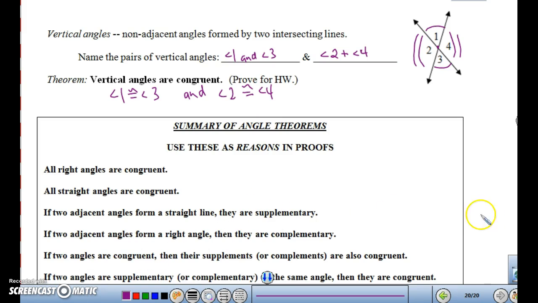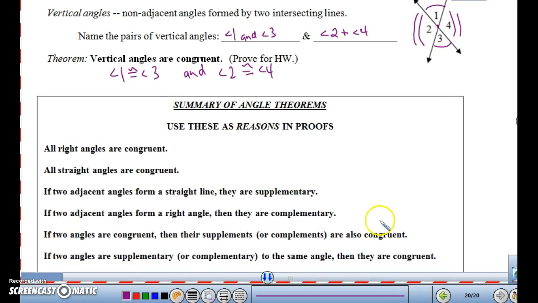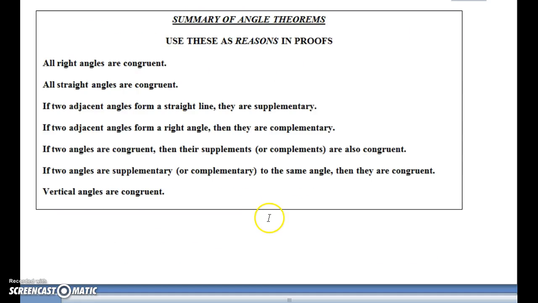So, to summarize, here is the summary of the angle theorems that you need to know. Now that you have proved these reasons, or will have proved them on your homework, you can use them as reasons in your proofs. All right angles are congruent, all straight angles are congruent. If two adjacent angles form a straight line, they are supplementary. If two adjacent angles form a right angle, they are complementary. If two angles are congruent, their supplements or complements are congruent. And if two angles are supplementary or complementary to the same angle, they're congruent. And vertical angles are congruent.